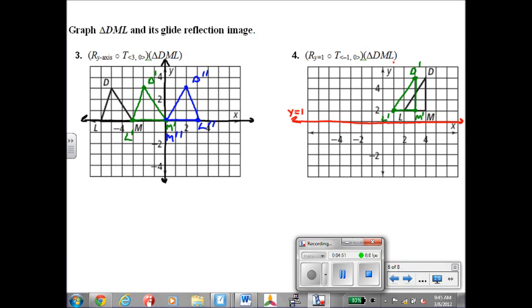All right, the next thing we have to do is reflect this across this y equals 1 line. And so all we're going to do is look at the distance away again. If we start with L, how far away from the line is it? 1, so we go 1 the other direction. That's going to be your L double prime. M is how far away? 1. That goes right here. That's your M double prime. And D is how far away? 4. 1, 2, 3, 4. And this becomes your D double prime, and so here is your glide reflection.